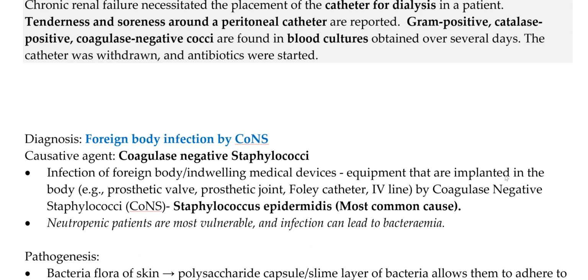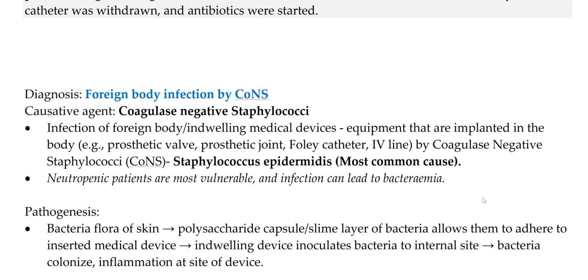Now, infection of foreign bodies, or indwelling medical devices or equipment that are implanted in the body, for example, prosthetic valves, prosthetic joints, catheters, IV lines, is very commonly caused by coagulase negative staphylococci, mostly Staphylococcus epidermidis, which is the most common cause among all coagulase negative staphylococci. Neutropenic patients are most vulnerable, and infection can lead to bacteremia or sepsis.